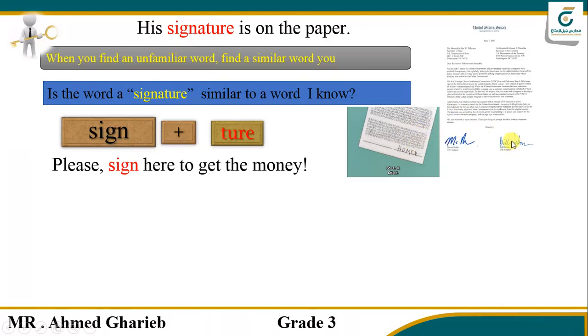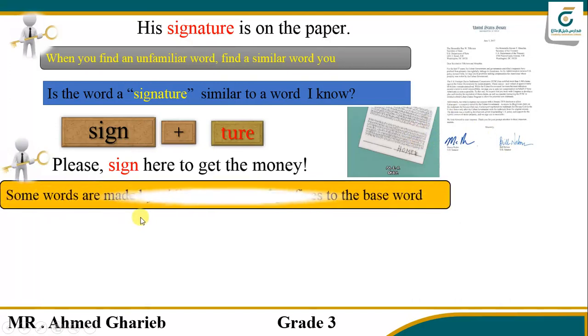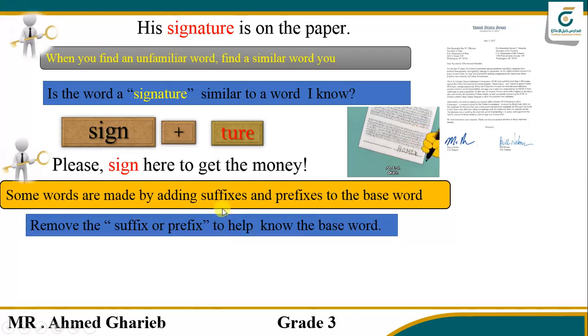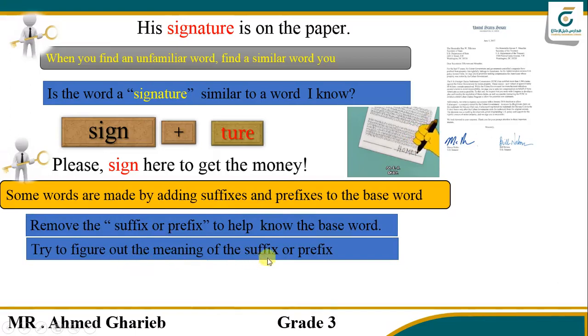Okay, alright, here is another key or rule that helps you a lot. Some words are made up by adding suffixes and prefixes to the base word. So when you find a word with a suffix or a prefix, try to remove it to know the base word. Also try to figure out the meaning of the suffix or prefix. So if you know that this suffix changes the verb into a noun, and you know the verb sign, it will be easy to guess the meaning of this noun.